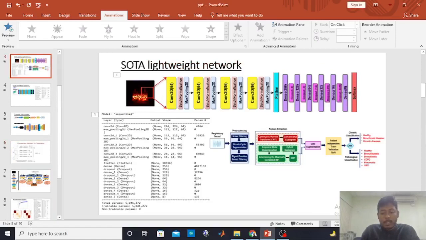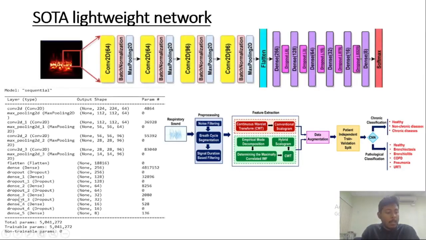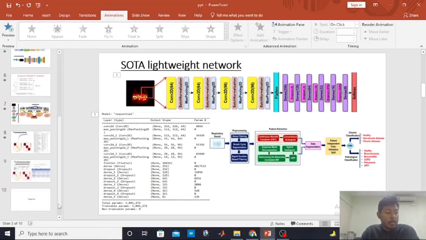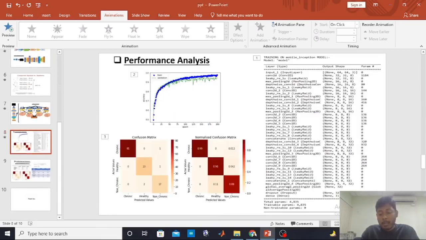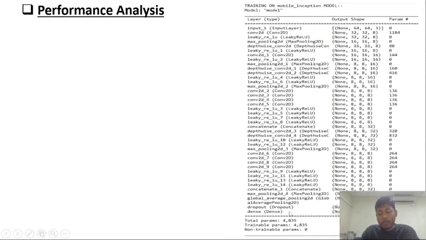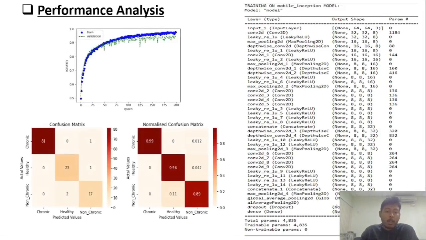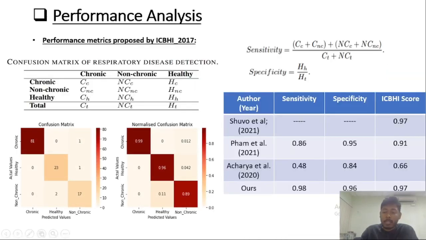Here we can see that the SOTA lightweight network contains a huge amount of trainable parameters, and they are producing an ICBHI score of 0.97. Whereas in our case, we have reduced the parameters to a great extent, below 5000 trainable parameters. Using only 4835 parameters, we are getting almost the same results as Shubo et al. So these results are comparable. In the sense of lightweight networks, we have already outperformed all the published papers till now.